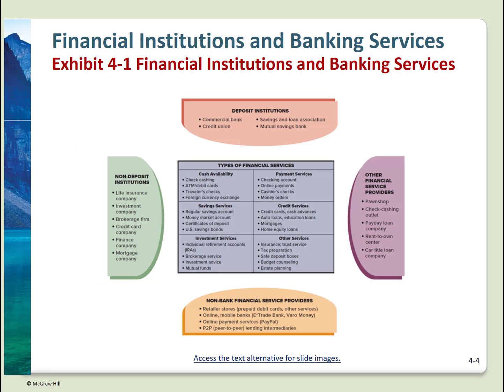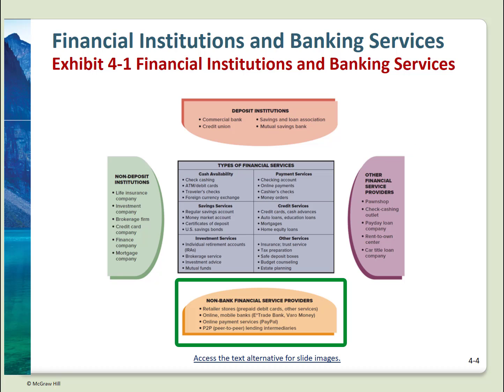Exhibit 4.1 in your text gives a graphic representation of the types of financial institutions and the services available. Starting at the top, the ones we're probably most familiar with: deposit institutions, commercial banks, and credit unions. Going counterclockwise to the left, non-deposit institutions also offer a variety of financial services. These include credit card companies, life insurance companies, investment companies, and finance companies. On the right, other financial service providers include pawn shops, check cashing outlets, payday loans, and rent-to-own centers.